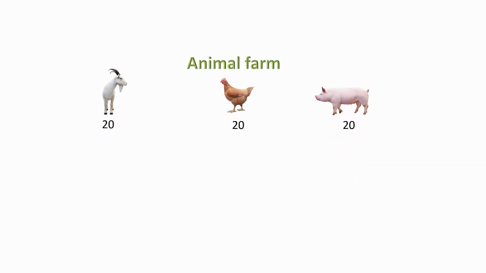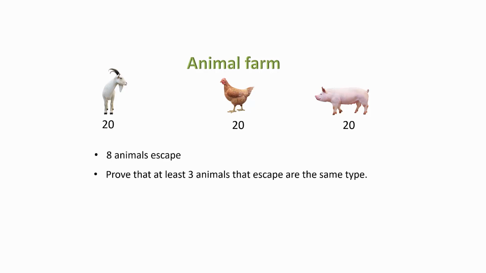Okay, let's finish by doing one more called the animal farm. So we are visiting our animal friends on the farm. As you can see, there are 20 goats, chickens, and pigs. And this is what's happened. 8 of our animals, for some reason, have escaped. Can we show or prove that at least 3 of those escapees are of the same type? That means at least 3 of them are either goats, chickens, or pigs.